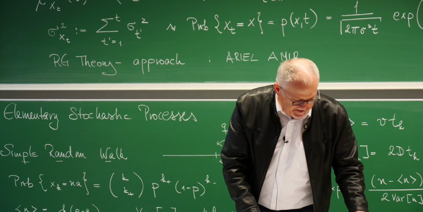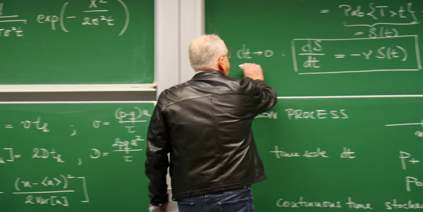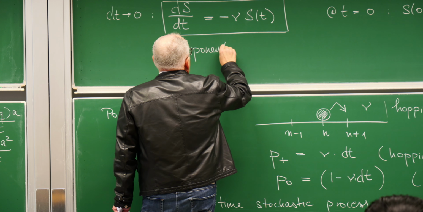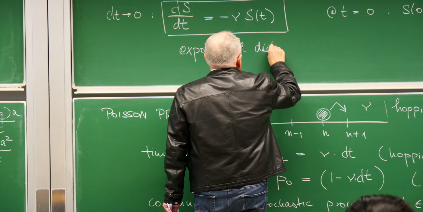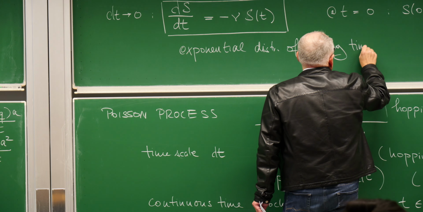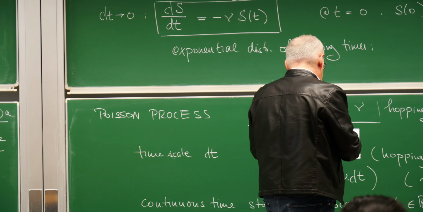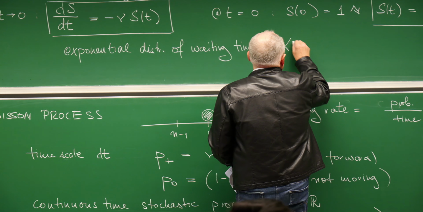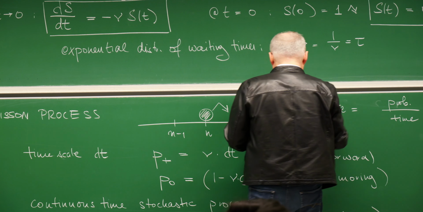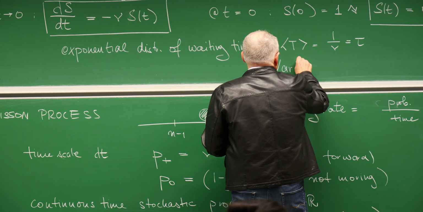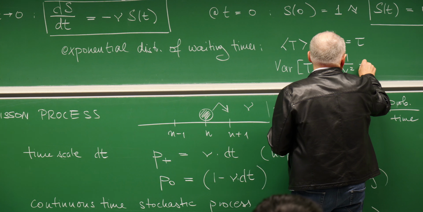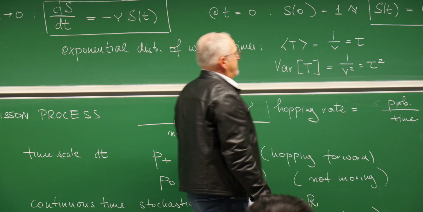All right, so this is quite an important result because it says there's an exponential distribution of waiting times. And this exponential distribution of waiting times, if you calculate the mean, it's 1 over nu, so equal to tau. And if you calculate the variance of this exponential time, it's 1 over nu squared, so it's tau squared.